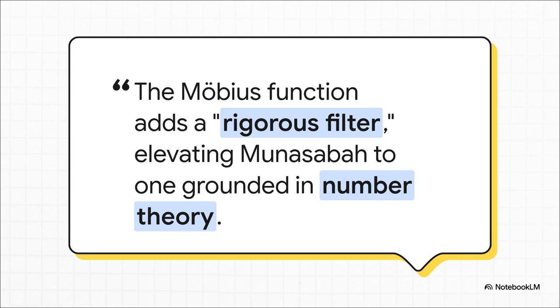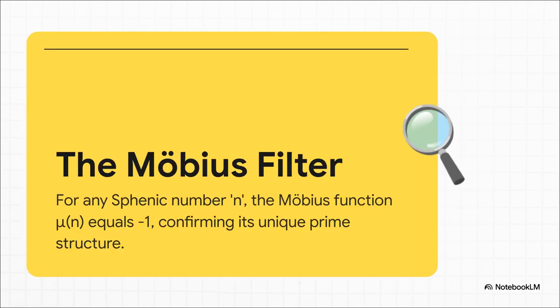And that brings us to our final killer. This is the one that gives this whole theory its real mathematical backbone. It's the Mobius function. And you can think of it as a rigorous filter that grounds munasaba in formal, serious number theory. So how does this filter work?